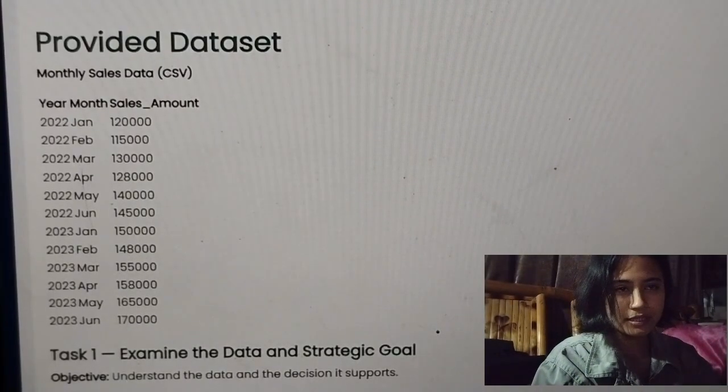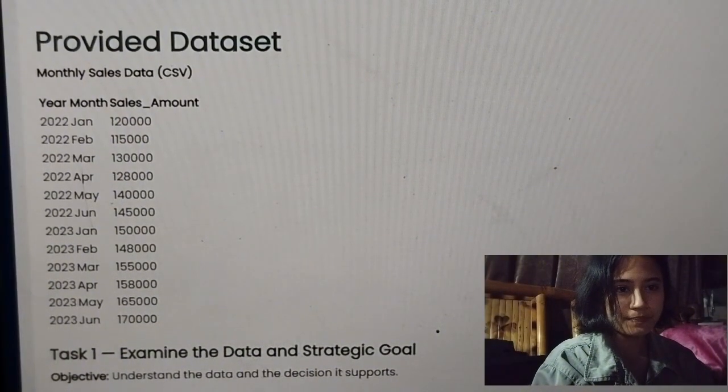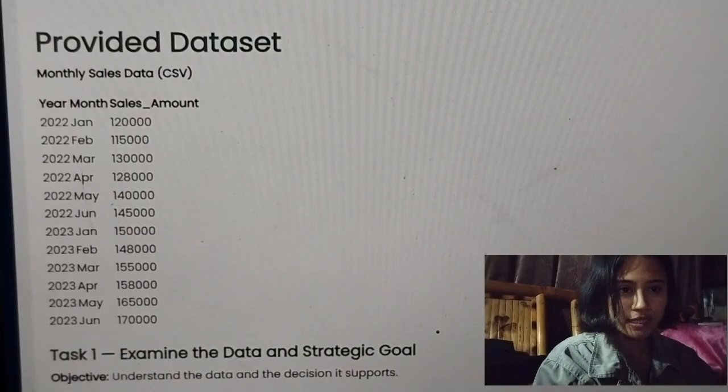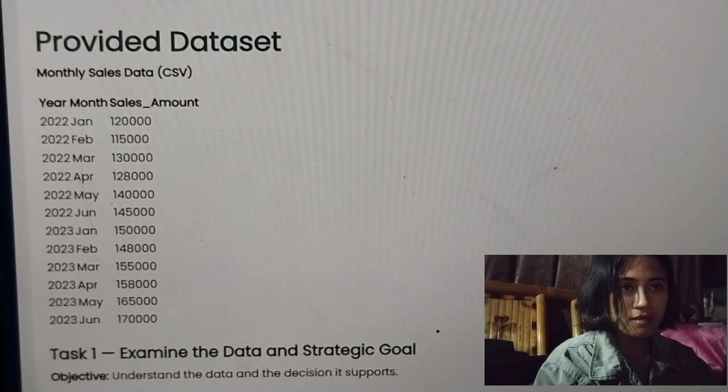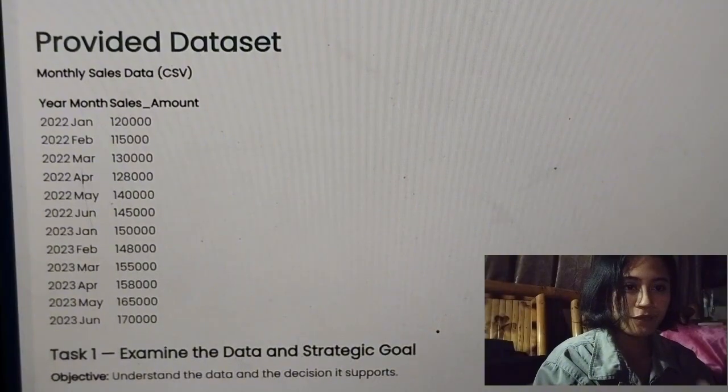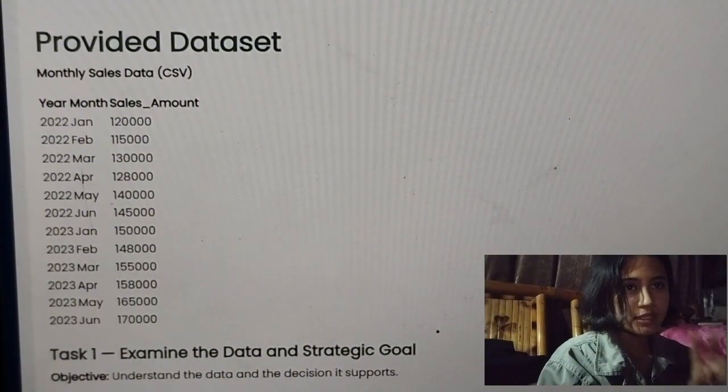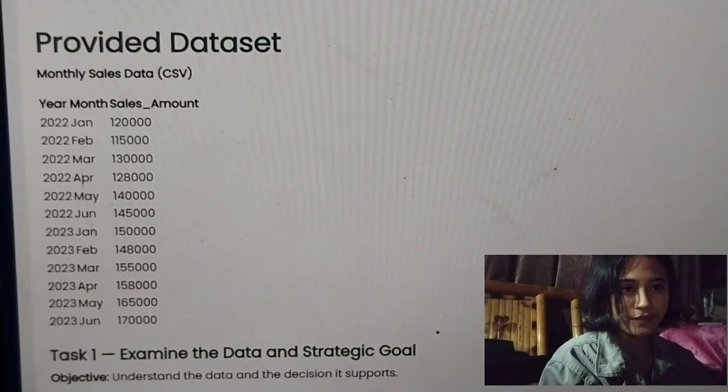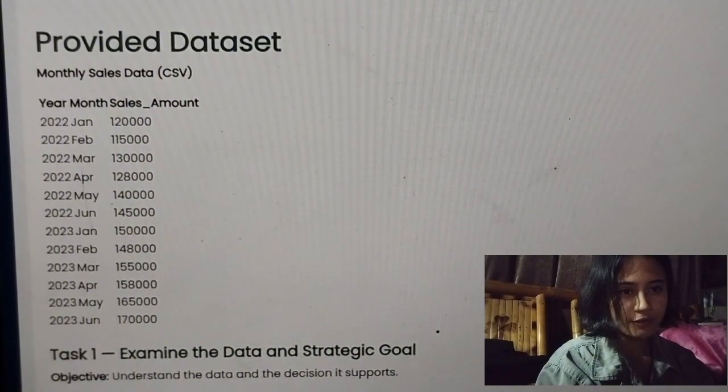The provided dataset contains three attributes: year, month, and sales amount. Each record represents the total sales for a specific month. This dataset is classified as time series data because, first, the data is recorded in chronological order. Second, each value is associated with a specific point in time. And third, the observations are collected at regular monthly intervals.